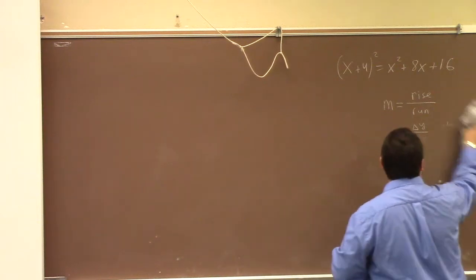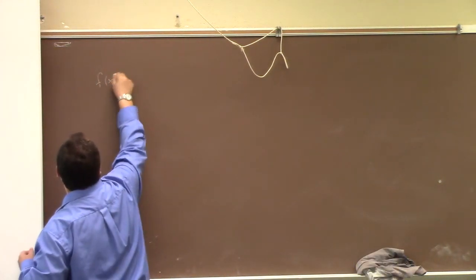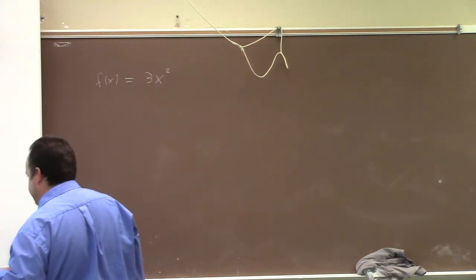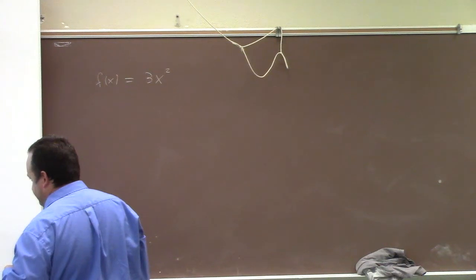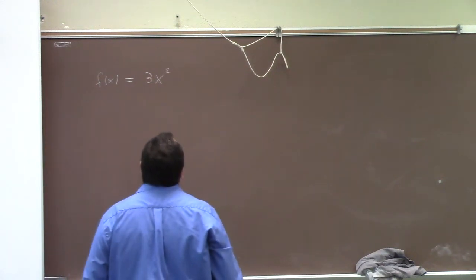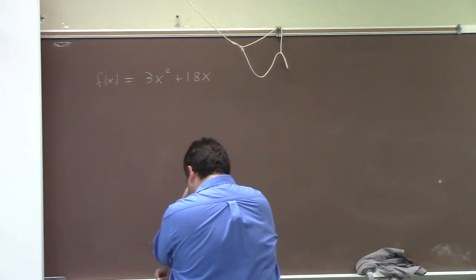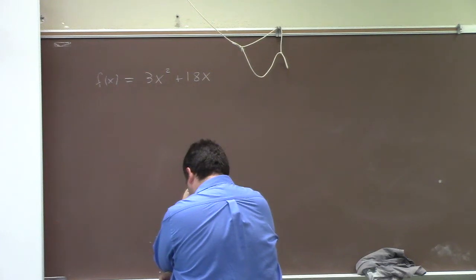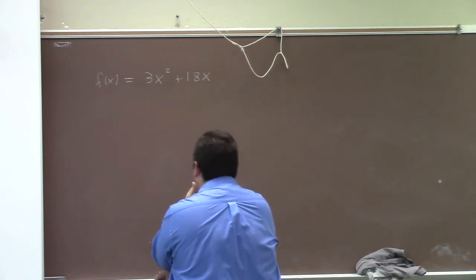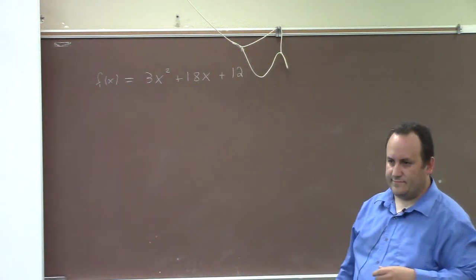So let me work a similar but different problem, as to not deprive you of the joy of doing your homework. Suppose we had f of x equals 3x squared plus 18x. Hopefully this will work. Here's a similar problem. Hopefully similar. How do you complete the square on this?